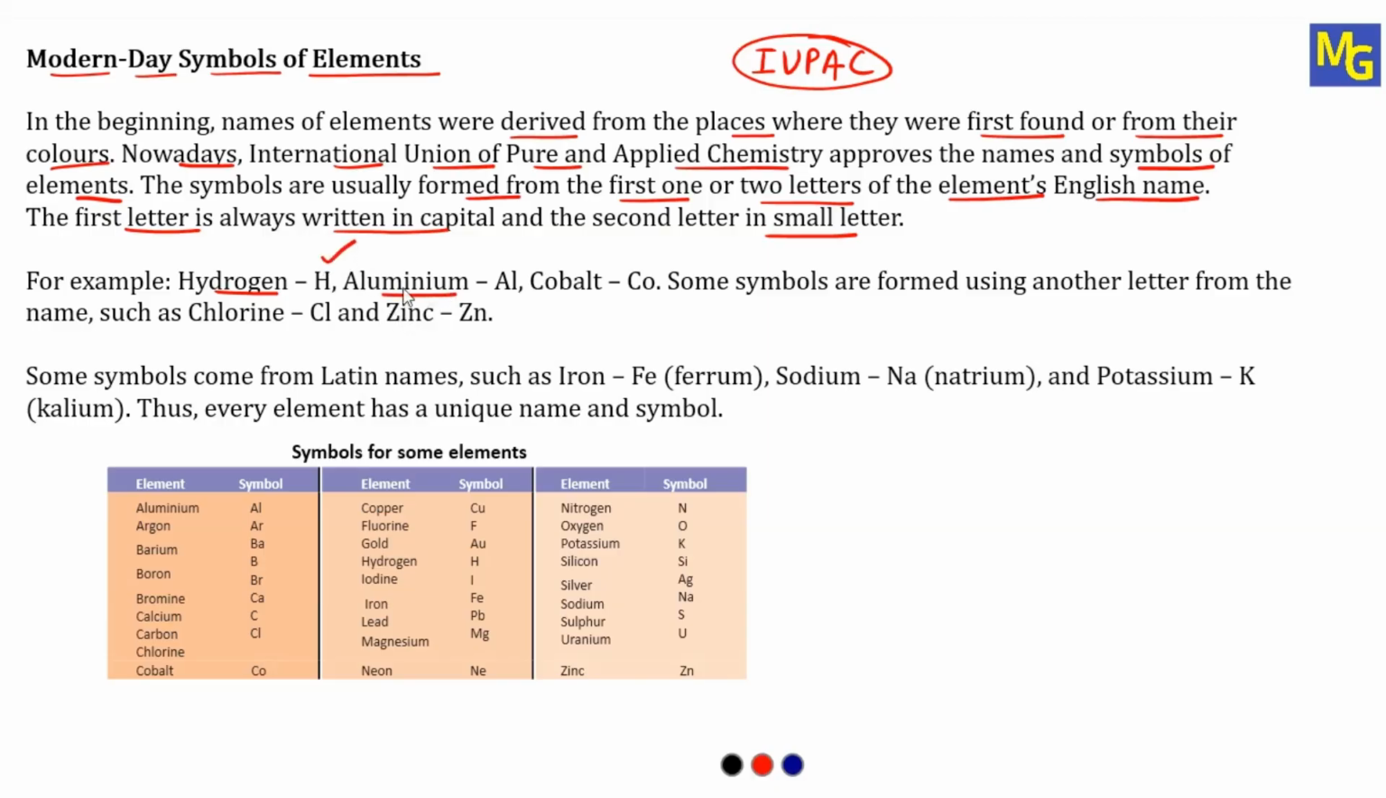For aluminium, we are using the first two letters, that is A and L, and according to the rule, A is capital, L is small. For cobalt, we are using the first two letters C and O. C is capital, O is small.